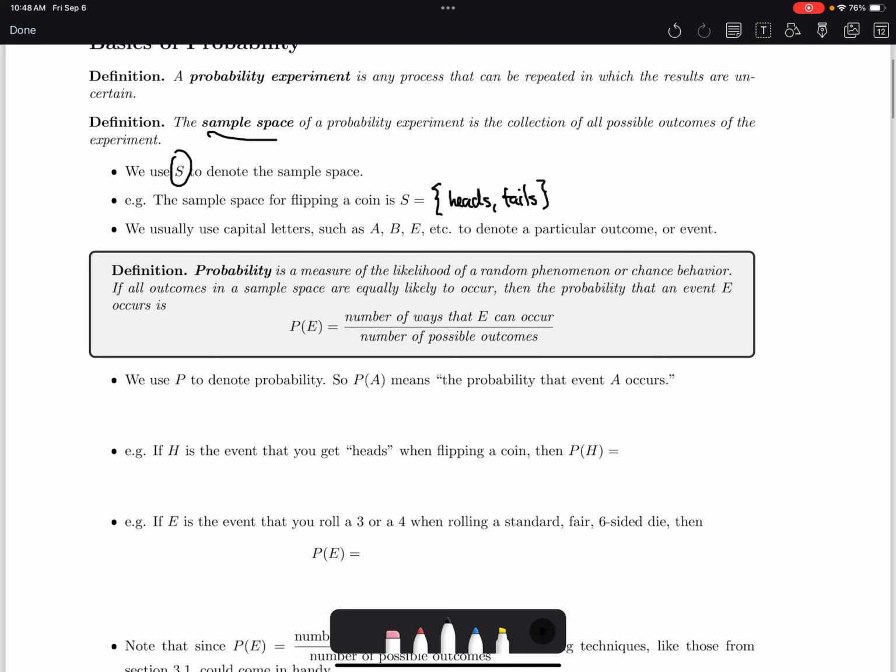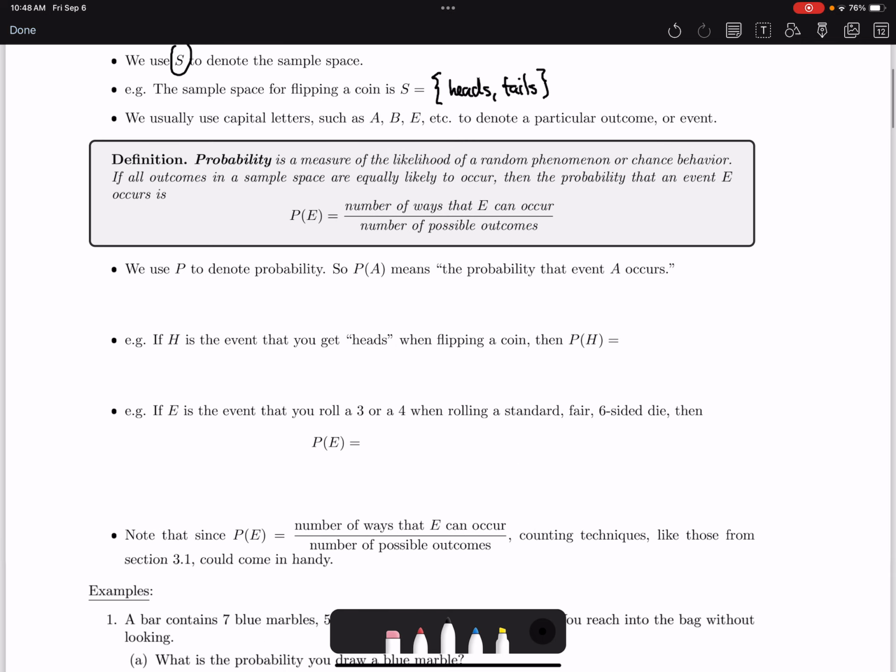And finally, probability is a measure of the likelihood of a random phenomenon or chance behavior. If all outcomes in a sample space are equally likely to occur, then the probability that an event E occurs is, as I've said, the number of ways that E can occur divided by the total number of possible outcomes, the total number of events in the sample space. We'll use a capital P to denote probability, just like you see here. Okay, so P of A means the probability that event A occurs.